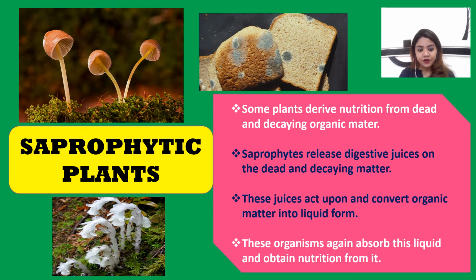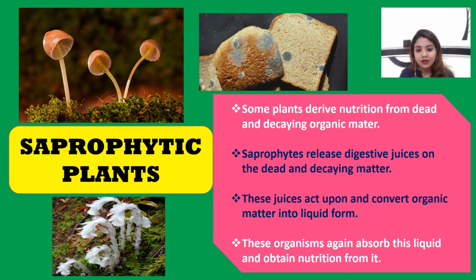The next type of plant is saprophytic plants. So these plants derive nutrition from the dead and decaying organic matter. So they release their digestive juices on the dead and decaying matter, and these juices act upon it and convert the organic matter into a liquid form, and these organisms then absorb this liquid form and obtain nutrition from it.